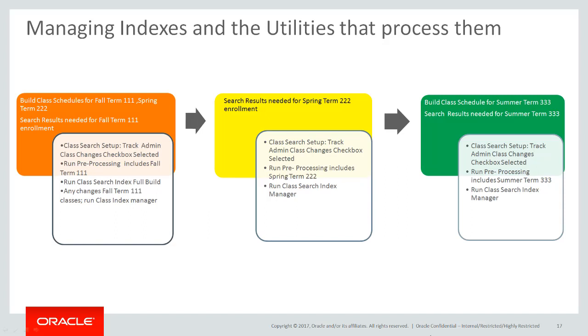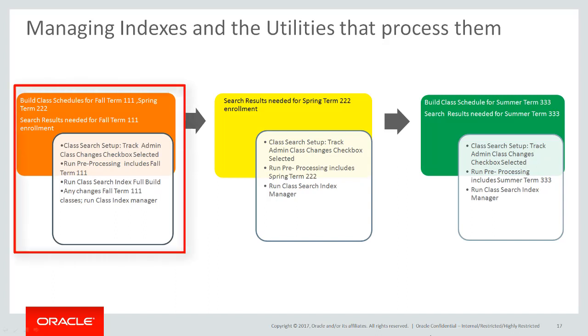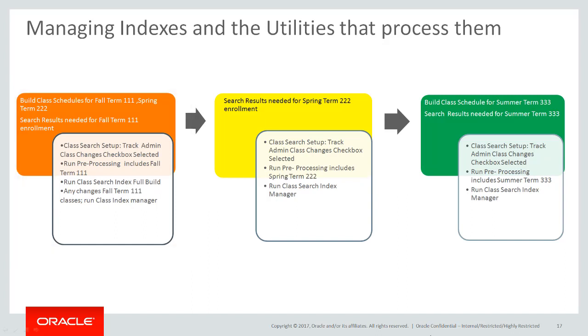Let's say that this is your initial use of class search using the PeopleSoft search framework and Elasticsearch. You've completed all of your setup and you've built out your schedules for fall term 111 and spring term 222. In order to deploy fall 111 term search results only, you complete the class search index preprocessing for fall 111 and a class search index full build, and you are good to conduct fall 111 enrollment.